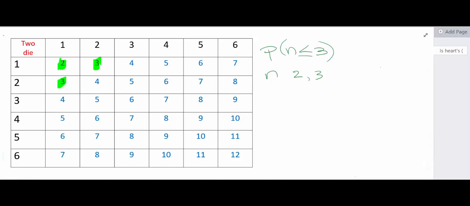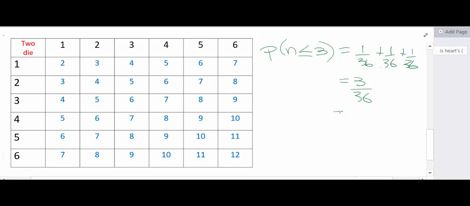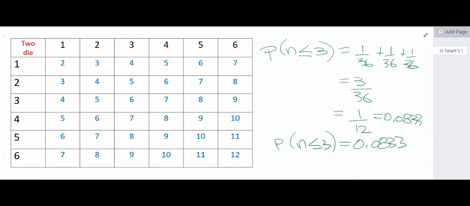So the probability that n will be less than or equal to 3 will be 1 over 36 plus 1 over 36 plus 1 over 36, which is equal to 3 over 36, which is equal to 1 over 12. So the probability that the sum of the two dice will be less than or equal to 3 is 0.0833, or 8.33%.